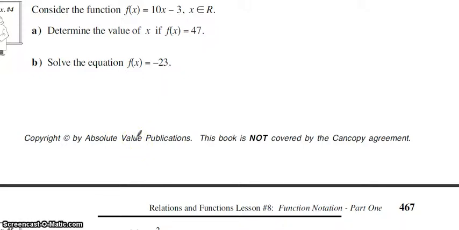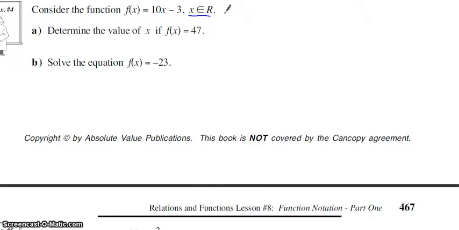Here's the second video for lesson 8, but it will be really short because there's only 2 more examples to go. So we are on page 466 and example number 4. Consider the following function. F of x is equal to 10x minus 3, and they just say x is a real number, which means x can be defined by any value.